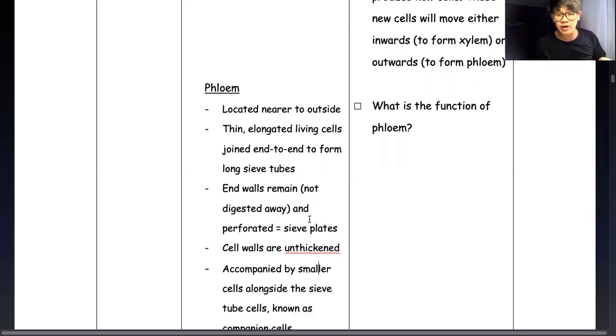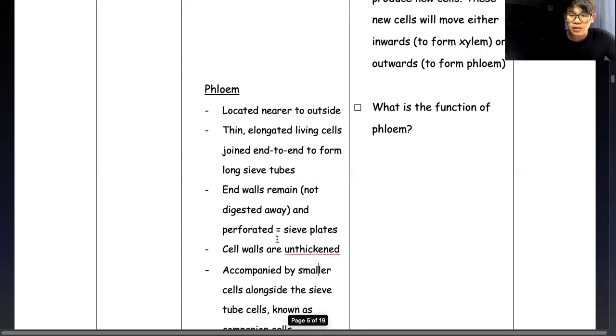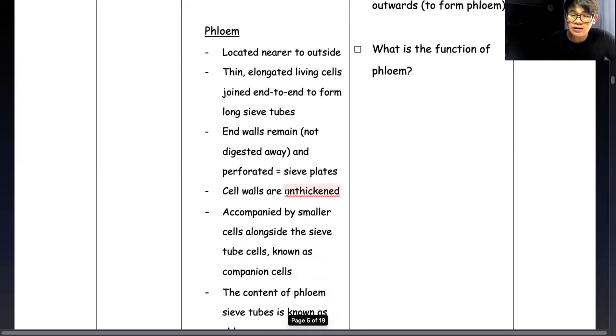Okay, by the way, if you can't imagine it, you go to your textbook page 173. Okay, this diagram here. Right, so this is the one that I'm talking about. Okay, and the walls, it says the walls are unthickened.